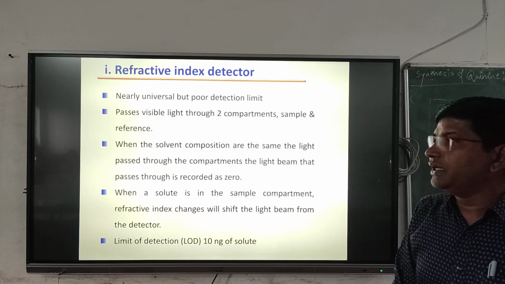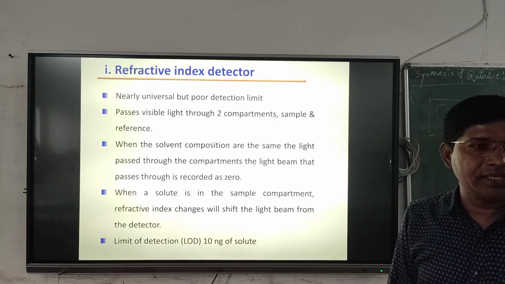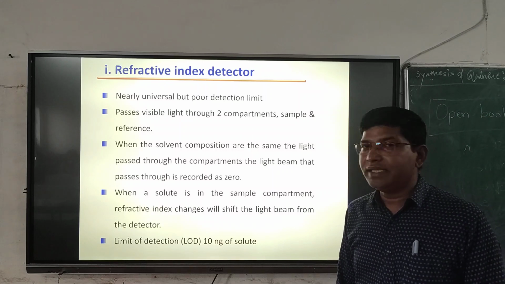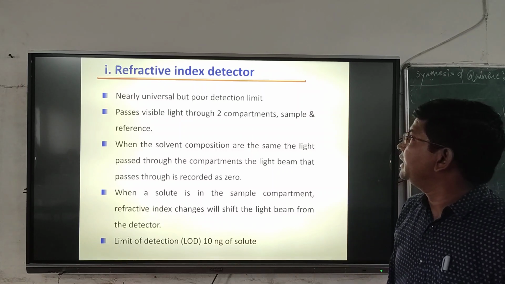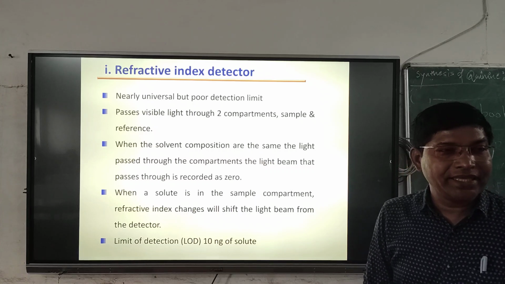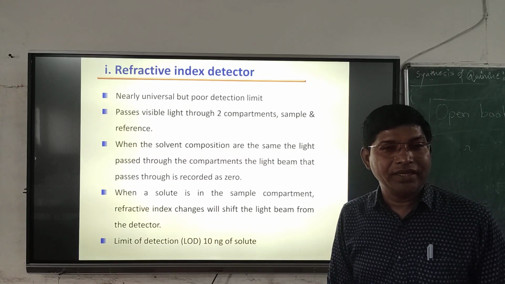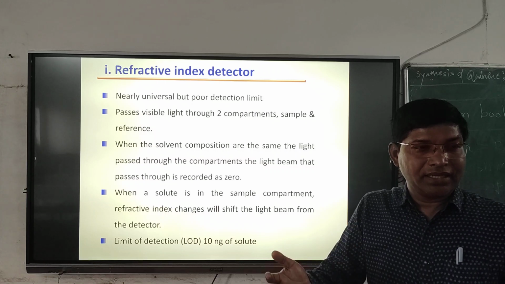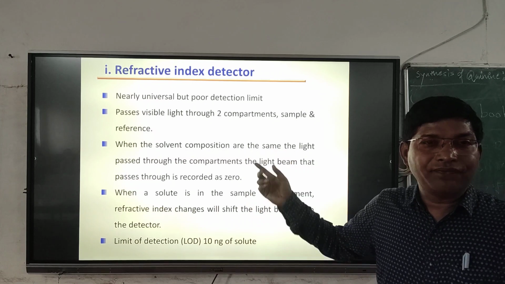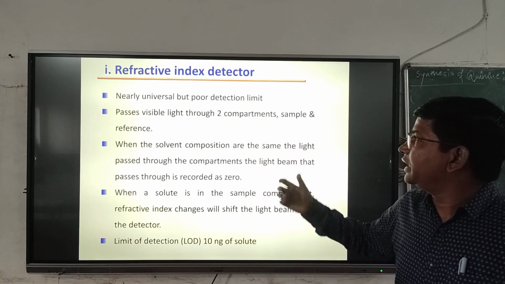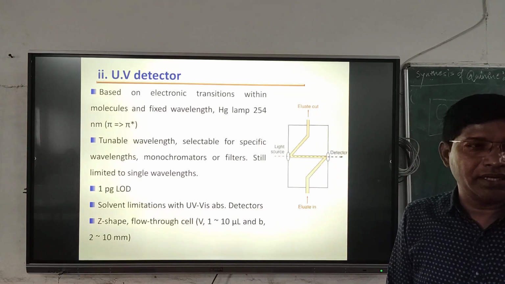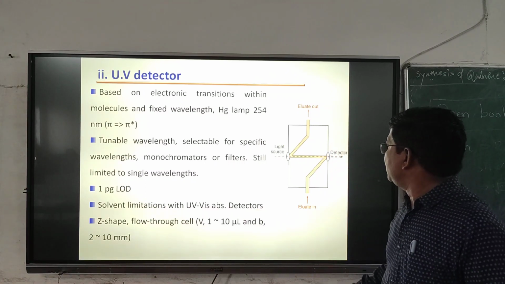In the refractive index detector, generally the difference in refractive index between the sample and the blank is determined, because light has properties like reflection and scattering. So here the refractive index of the light is calculated against the blank solution. And we have the UV detector.